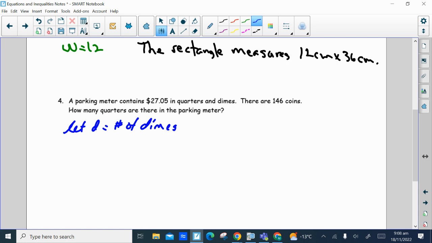Okay, now we need to write an expression for the number of quarters, but it has to involve D, the number of dimes. Okay, so on the side here, here's what I'm going to do, just to make sense of this. If I initially say right now that Q is the number of quarters, now when I write my equation, I can't have Q in there, unless that's my only variable. And I've already said that D is the number of dimes.